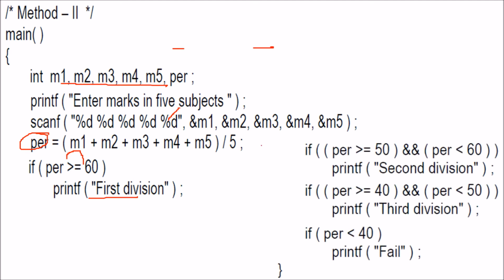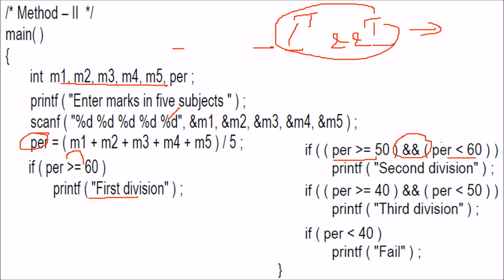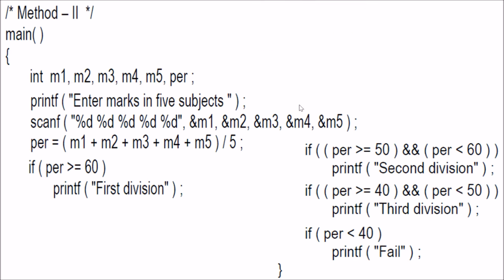What we can do here is, if PER is greater than or equal to 50 and PER is less than 60, that means in AND, if both the conditions on the left and right hand side are true, only then is it going to give you true. So if both are true, then second division. Then we again check if PER is between 40 and 50; if both are true, we say third division. And then if PER is less than 40, we say fail.